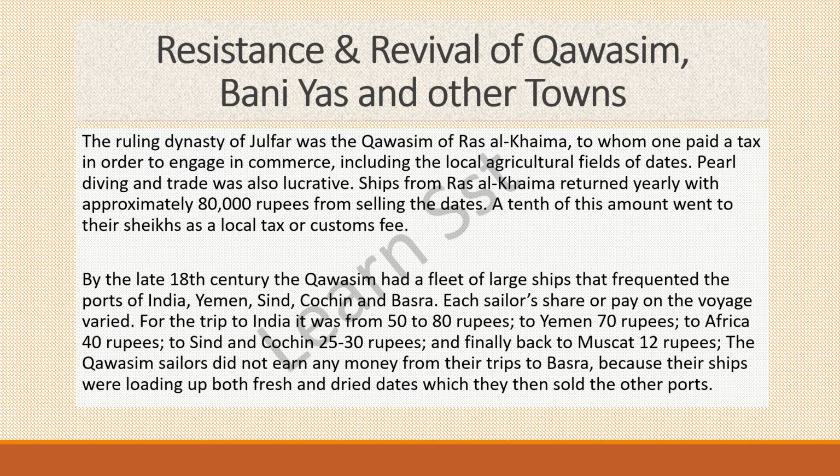So the dates of this particular region of Ras Al Khaimah were so much in demand that they fetched a good price of 80,000 rupees. A tenth of this amount went to their sheikhs as a local tax or customs fees. So a tenth of this could be, I suppose, somewhere around 8,000. That was supposed to be paid in the form of taxation or customs fees to the local sheikhs. By the late 18th century, the Qawasim had a fleet.